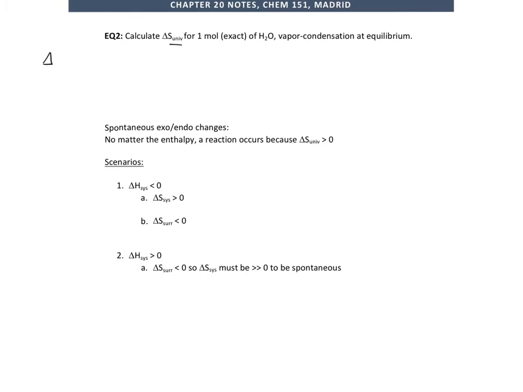I do want you to attempt this, but first let's talk about what it's looking for. A reminder, delta S of the universe is equal to delta S of the system plus delta S of the surroundings. Vapor condensation at equilibrium means water. Specifically, we're going to go through the vaporization phase, from a liquid to a gas, at 373 K because that's 100 degrees Celsius. That's when water is at equilibrium between the liquid and the gaseous phase.